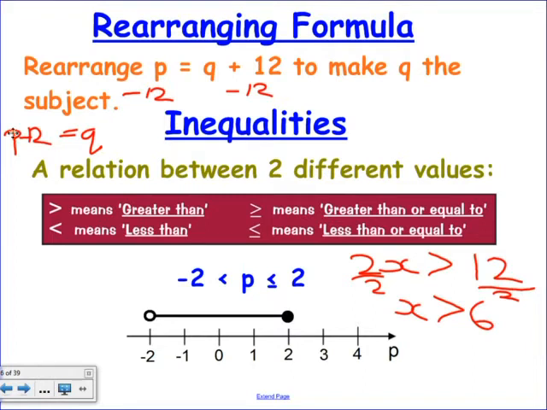You might be asked to plot an inequality. Okay? So here, p has got something to do with minus 2 and 2. If you put the circle on minus 2 and 2, p is greater than minus 2. Can it be equal to it? No. So the circle does not get coloured in. If p can be equal to it, you colour it in. Okay?